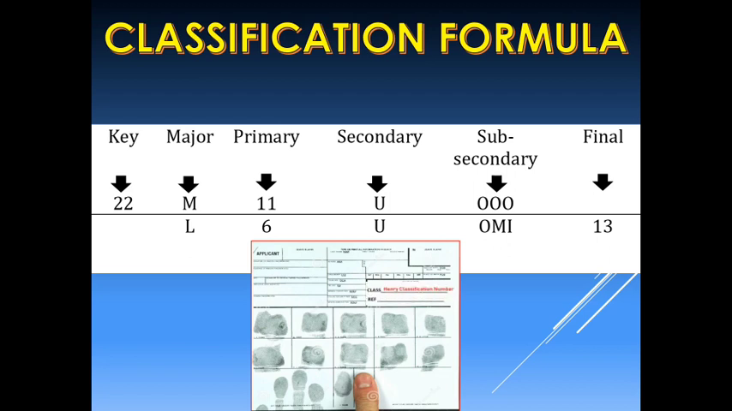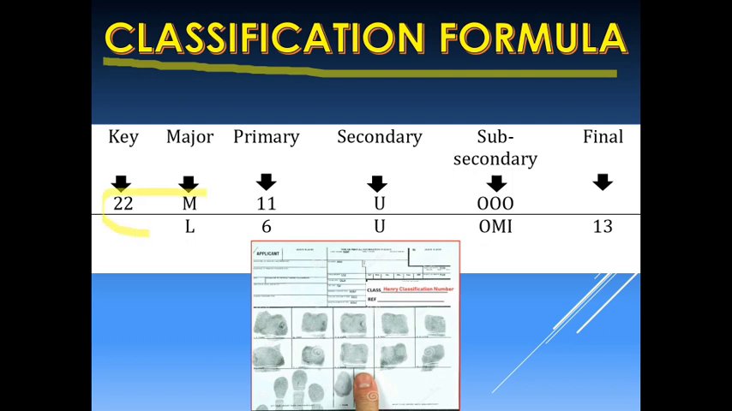So the Henry classification number that we are referring to refers to the classification formula. And this formula, you have here an example. This is an example of the classification formula. These numbers will be the ones placed in this particular part of the fingerprint card.